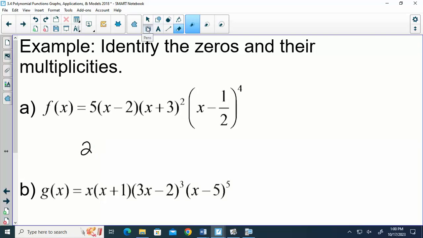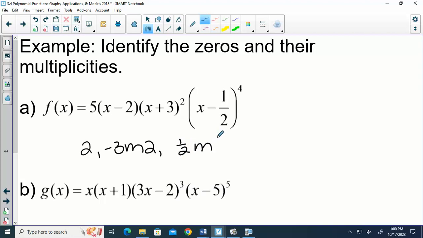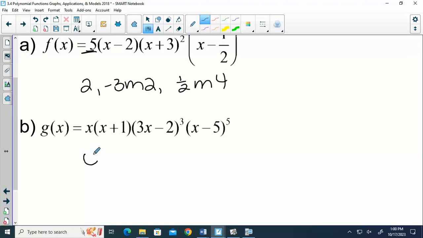All right, what else? And? 1 half multiplicity of 4. Okay, and this 5 out here doesn't have an x, so it doesn't change anything. What about b? 0. Minus 1. 2/3 multiplicity of 3. 5 multiplicity of 5.